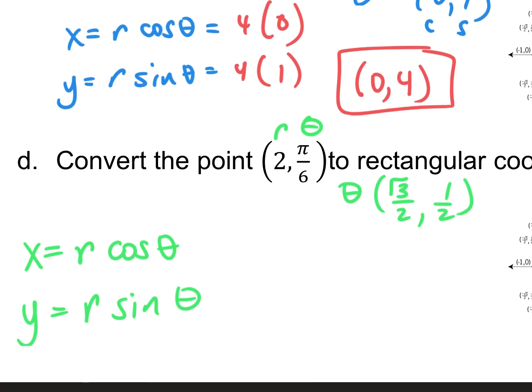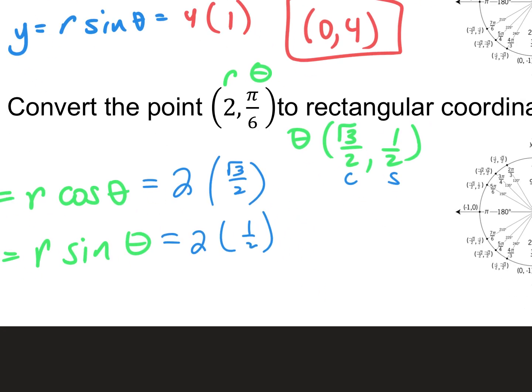Again, guys, in both instances, what is your r value? 2. And if you need to remind yourself, go ahead, just write a little C and a little S. What is the cosine of pi over 6? Square root of 3 over 2. Good. And then what is the sine? 1/2. And so you don't make any mistakes, guys, put this over a 1 just so you see.